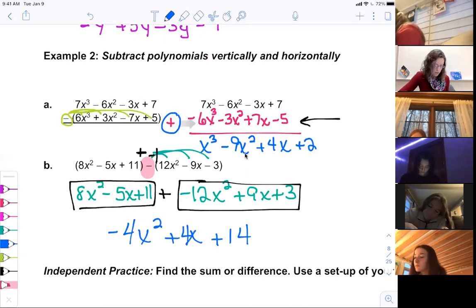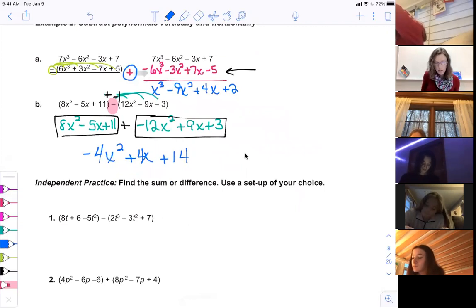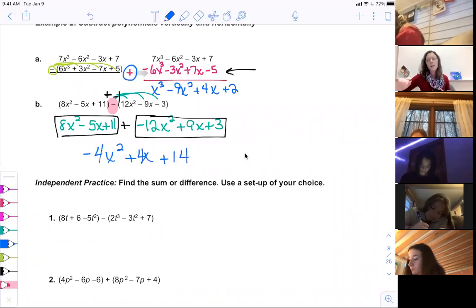So if you go down to the bottom of the page, see if you can do those 2 problems. And it says use a setup of your choice. So if you like lining them up vertically, line them up vertically. If you're okay just having them spread out horizontally, you can keep them horizontal. So it's your choice. Add those together. Find the sum or difference.